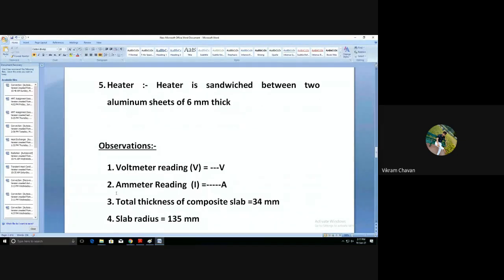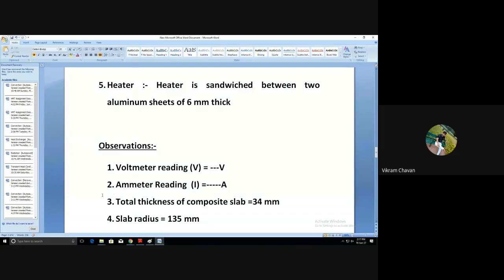Then the second thing is the thickness of the composite wall. Total thickness of one side composite wall is 34 mm. Okay, 12 mm MS plate, 12 mm bakelite plate, and 10 mm wooden plate. So the addition will be equal to 34 mm.